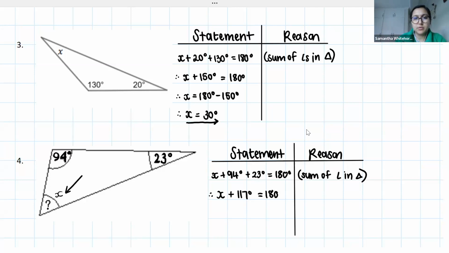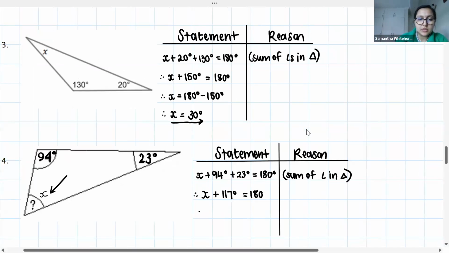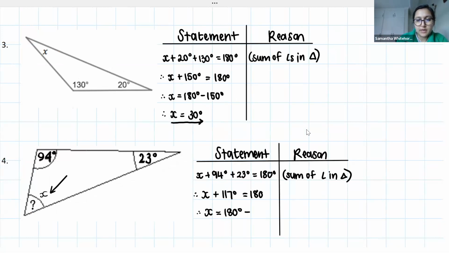We're now going to use inverse operations. 180 minus 117 degrees gives me an x value of 63 degrees. So as a lot of you said here, x is equal to 63.